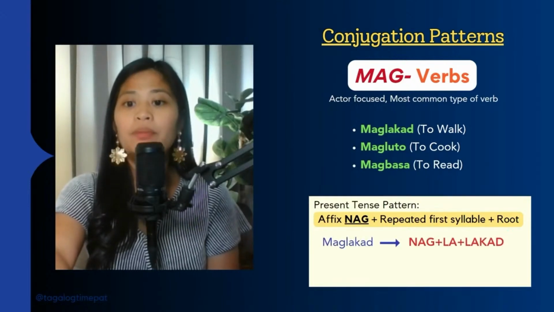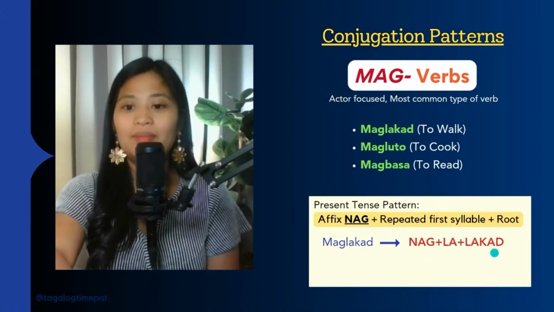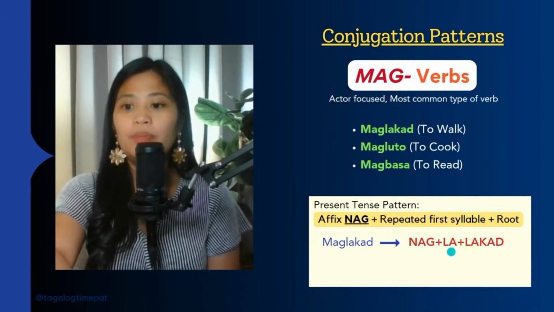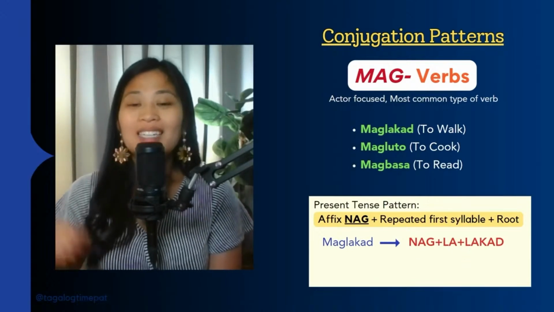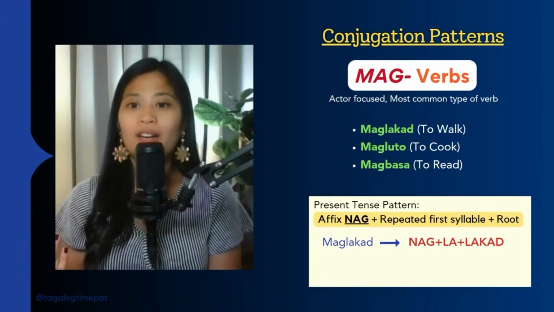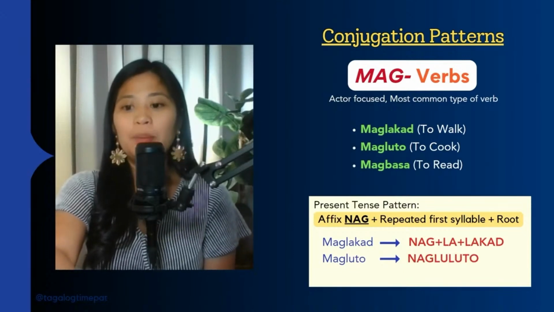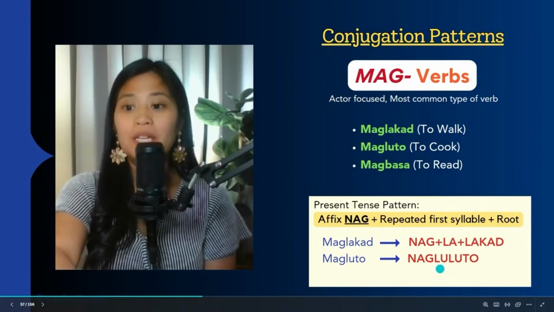For example, maglakad becomes naglalakad. Here's the affix nag, then there's a repeated first syllable, and then the root. Naglalakad ako, I am walking. Naglalakad sila, they are walking. Alrighty, let's take a look at magluto, to cook. In the present tense, it becomes nagluluto. Here's the affix nag, then there's the repeated first syllable, and then the root. Nagluluto sila, they are cooking.